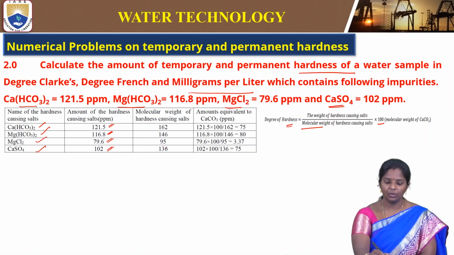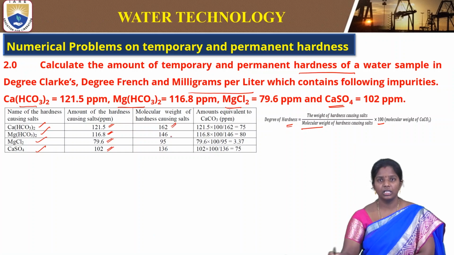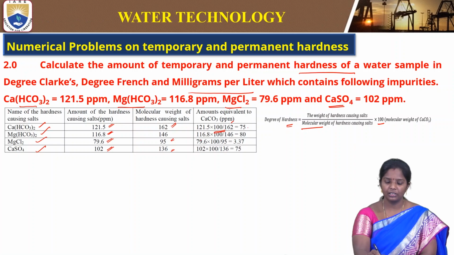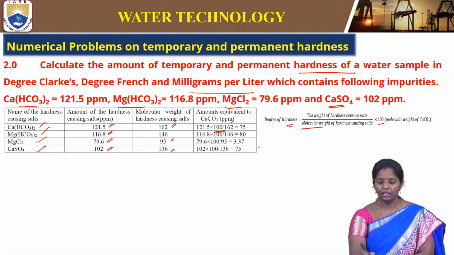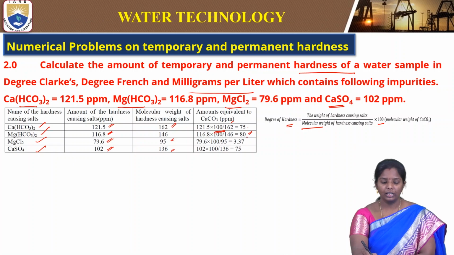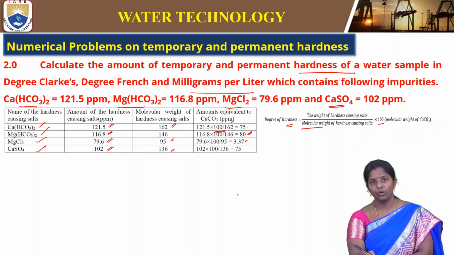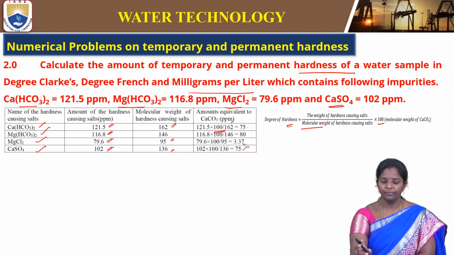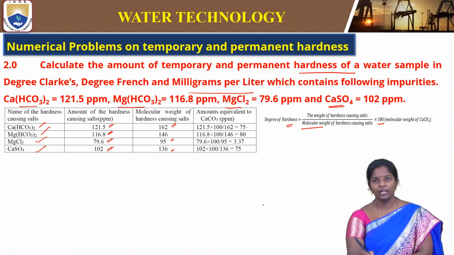What are the molecular weights? Again, 162, 146, 95 and 136. Now take the equivalent, 100 divided by 162, the molecular weight, and we get 0.75... then multiply with the amount that is present, and we get 75 for calcium bicarbonate, then 80 for magnesium bicarbonate, then 3.37 for magnesium chloride, and calcium sulfate is 75. So this is expressed in equivalents of calcium carbonate.